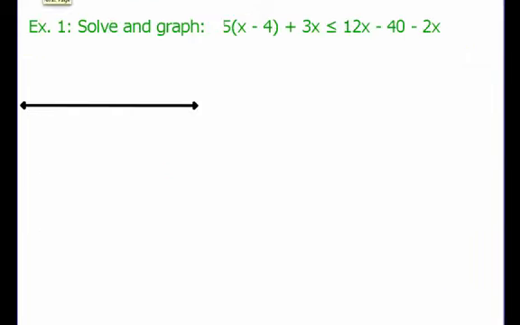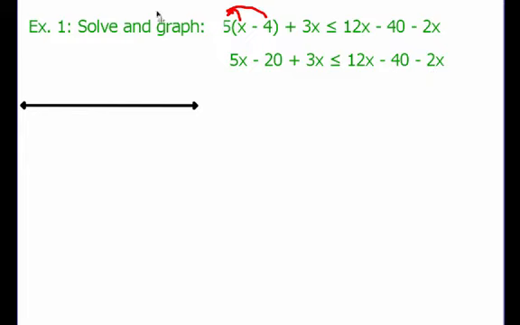Alright, so let's take a look at example 1. Example 1 says to solve and graph this inequality here. So I've got 5 times the quantity x minus 4 plus 3x is less than or equal to 12x minus 40 minus 2x. So our steps are exactly the same as if we were solving an equation. My first step is I want to distribute 5 times x and 5 times negative 4, which gives me 5x minus 20. And then I've got my 3x is still here. On this side, there's no distributive property to do.